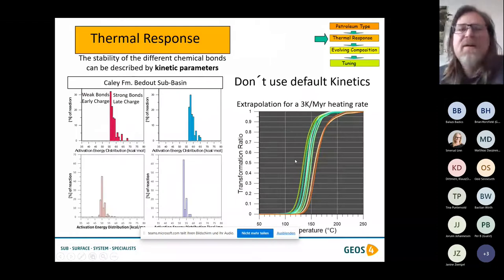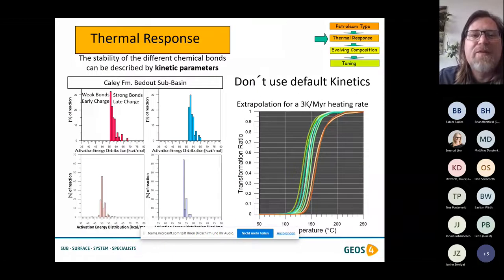Okay, the second step consists in defining the thermal response of the source rocks by using a bulk open system pyrolysis, and the stability of the different chemical bonds can be described by kinetic parameters. So we usually use a discrete distribution of activation energies and then a single frequency factor.